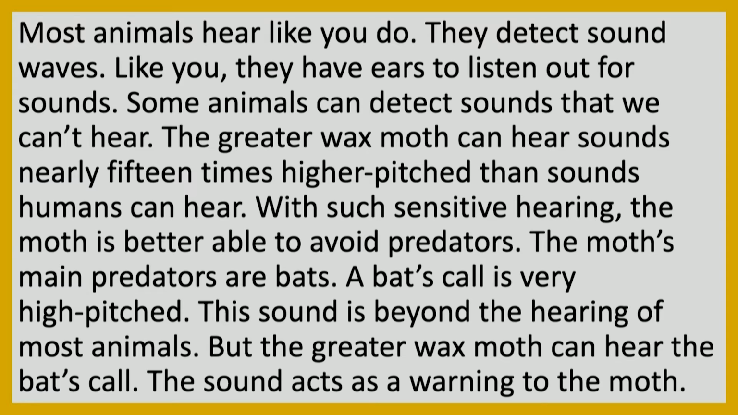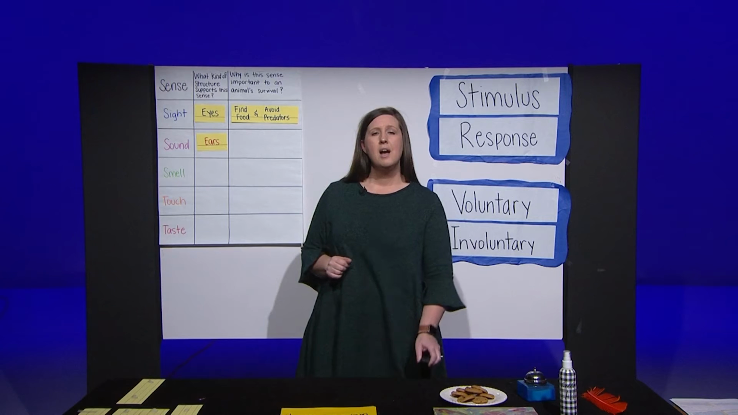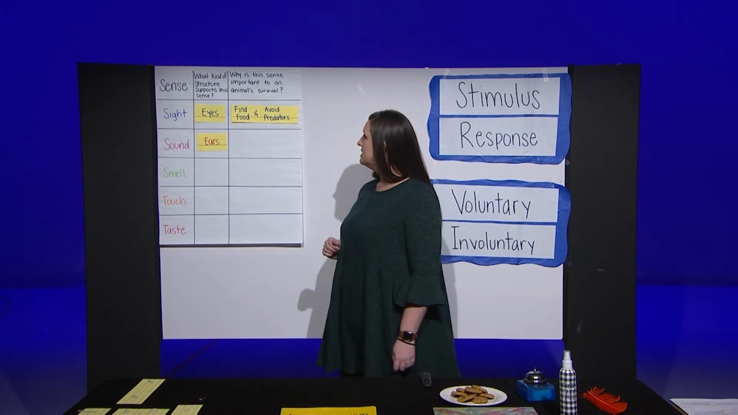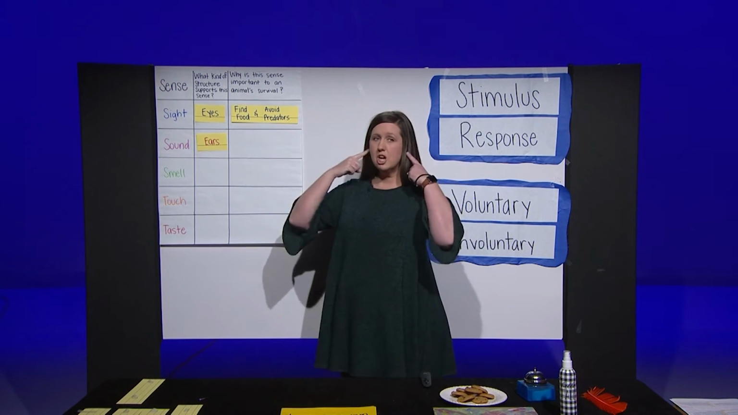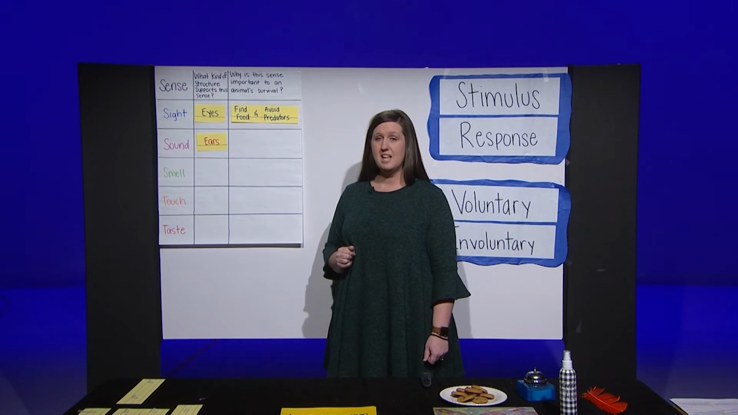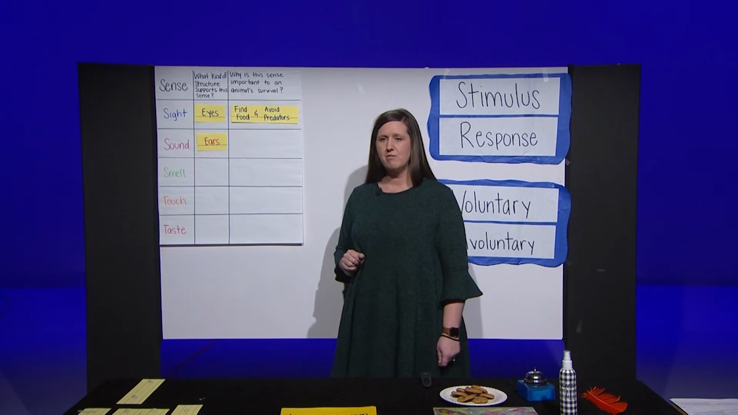So what's happening and why is it happening here? Yes, that's correct. The greater wax moth can hear sounds much higher pitched than we can hear, and because of that, they're able to avoid predators like the bat that have a high-pitched voice. Before we go on to our sense of smell, let's talk about the sense of sound. We said that ears are a structure that helps support the sense of sound. Why is this sense important to an animal's survival?